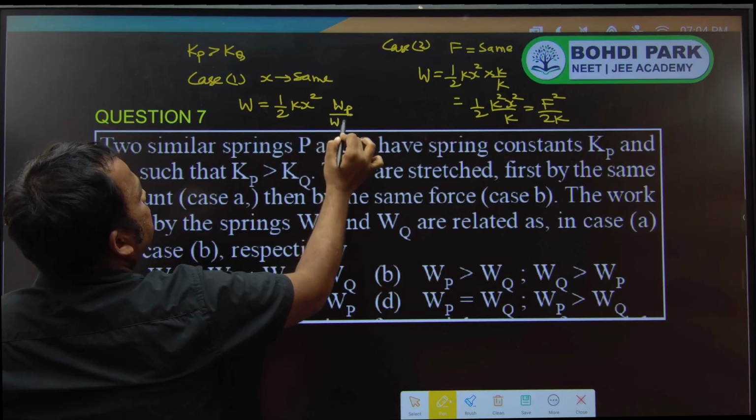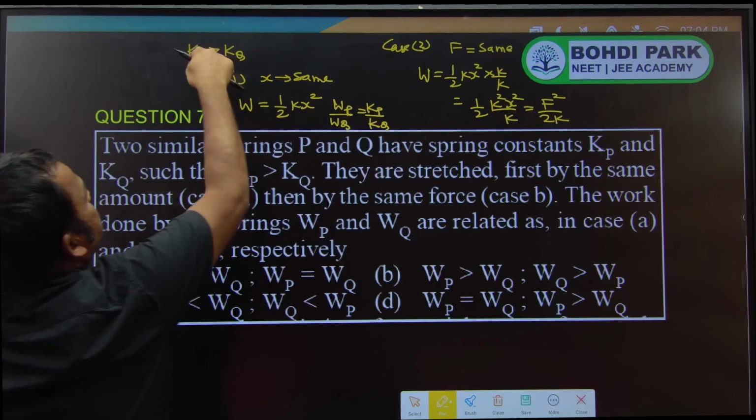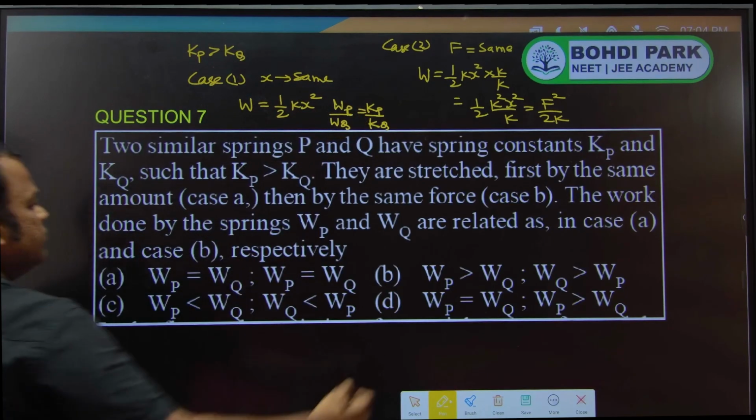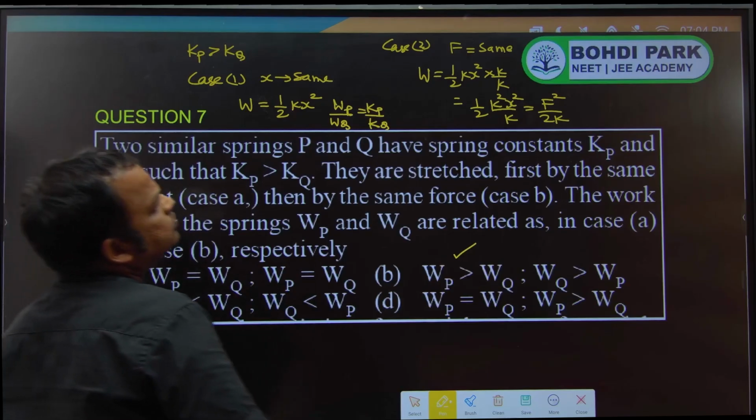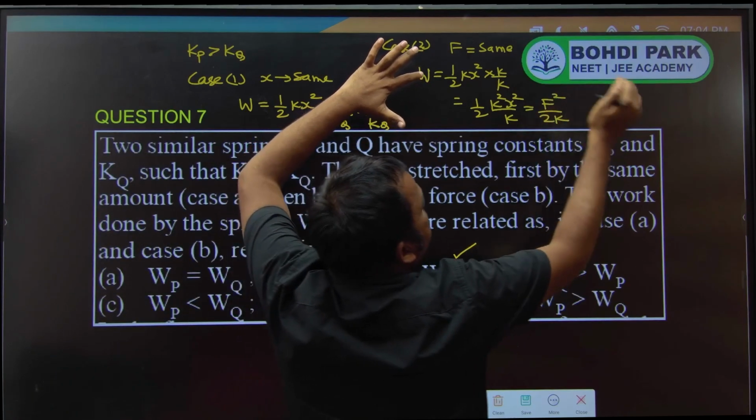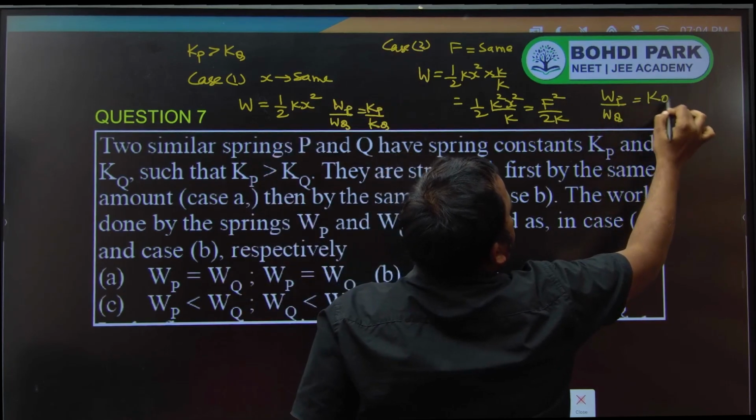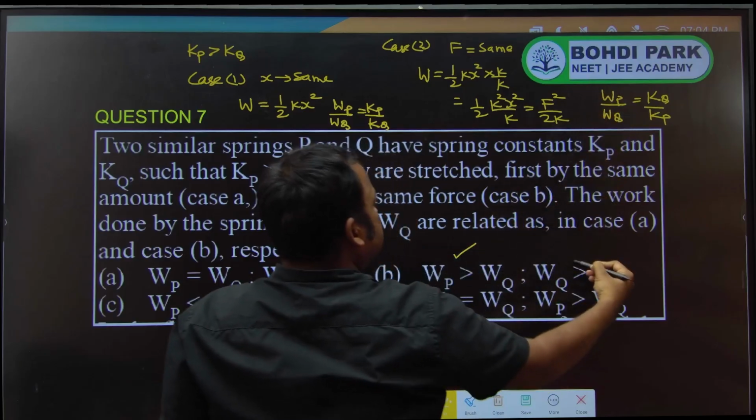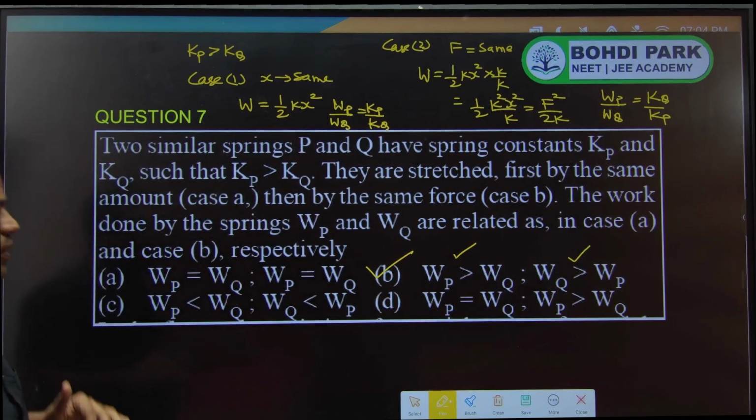So in case 1, we can say WP by WQ is equal to KP by KQ. Now KP is greater, so WP is greater for case 1, and for case 2, W is inversely proportional to K, so WP by WQ is equal to KQ by KP. Okay, so WQ will be greater, so B option. Next question.